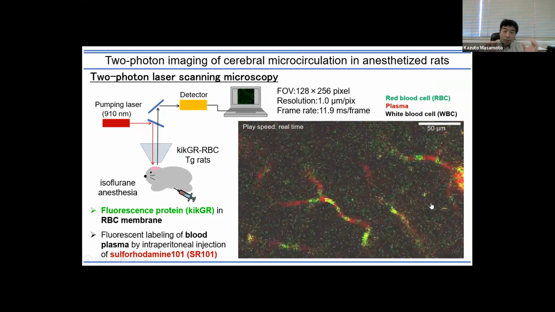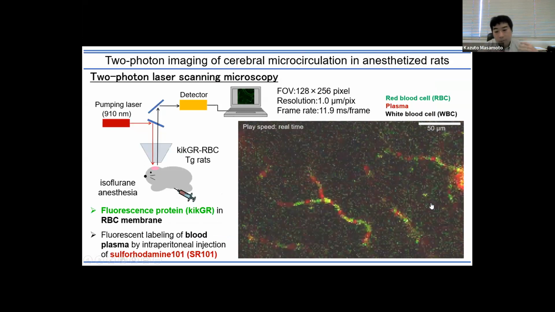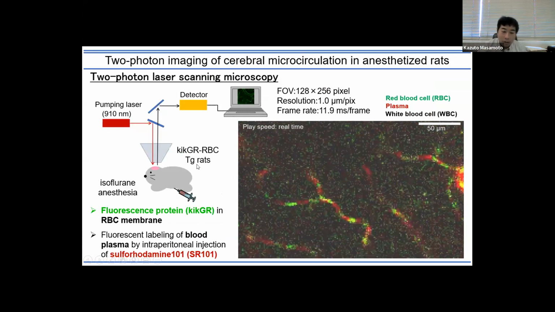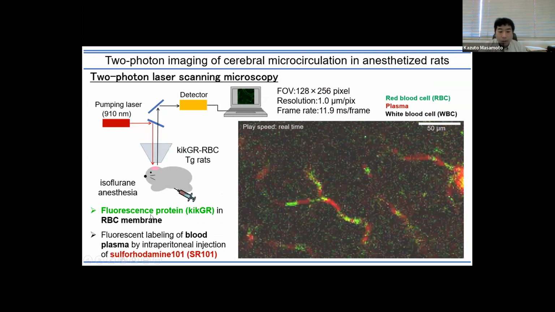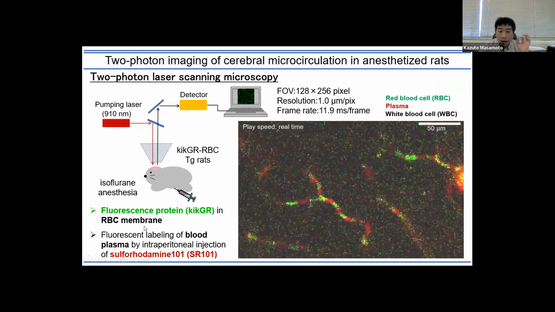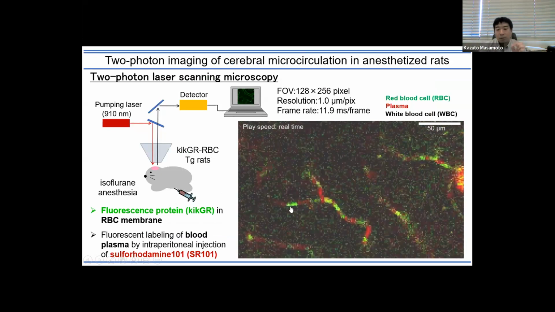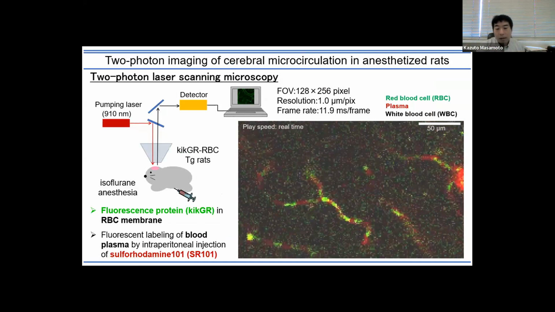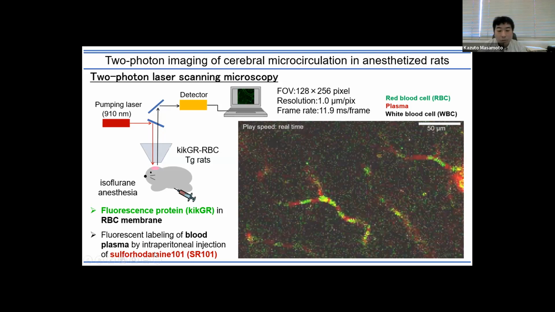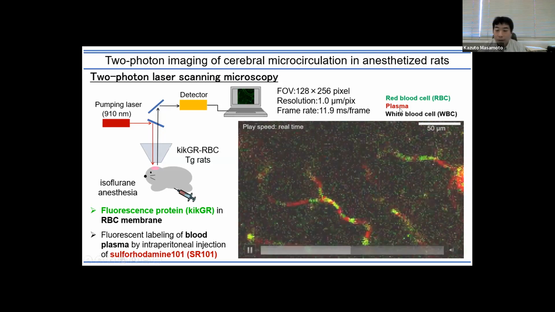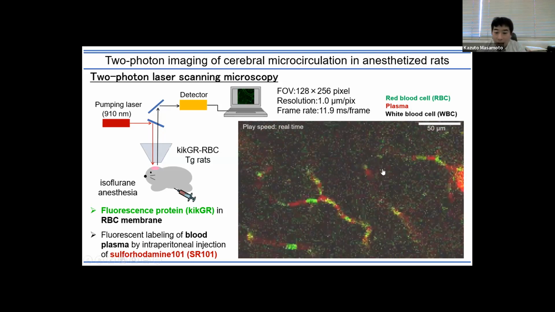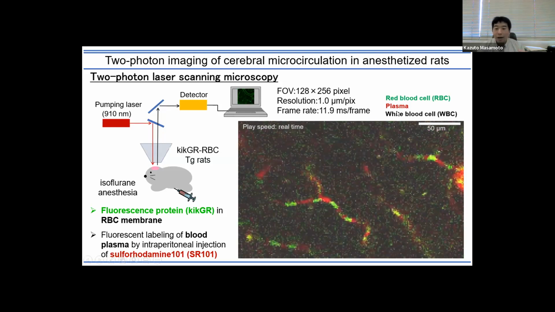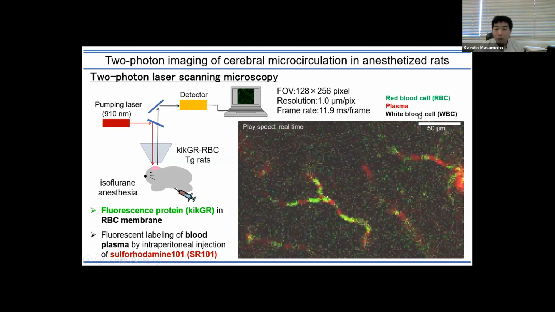But how this change in diameter affects the blood flow is important. So next we use a transgenic rat that expresses a fluorescent protein in the red blood cell membrane. This green color indicates the individual red blood cells, and the red color is sulforhodamine, a marker of the plasma. And if you're lucky, sometimes you can see a black dot. That black dot is an unlabeled cell, which is a white blood cell.